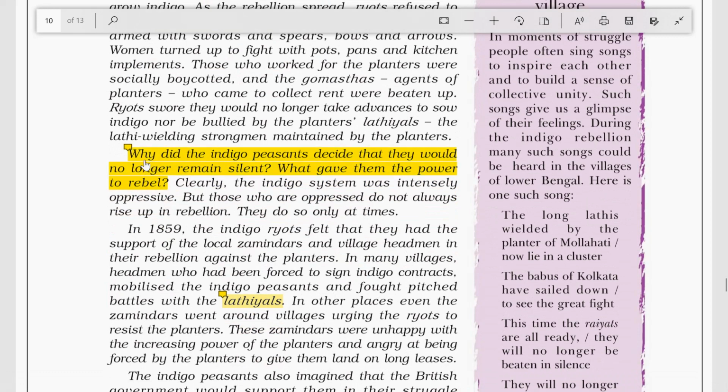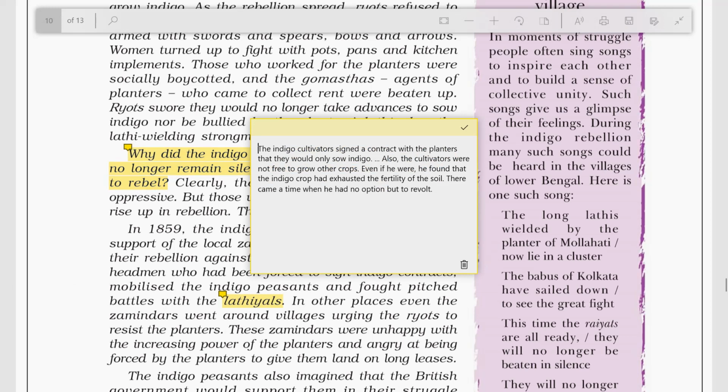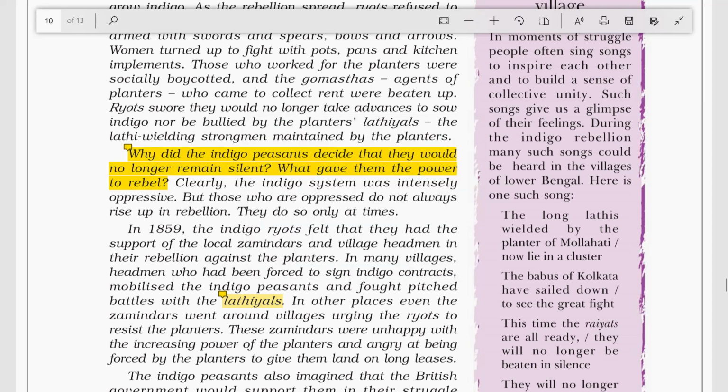Now here they have given you one question. Why did the indigo peasants decide that they would no longer remain silent? What gave them the power to rebel? So why? Because of that contract. The indigo cultivators signed a contract with the planters that they would only sow indigo. Also, the cultivators were not free to grow other crops, even if he found that the indigo crop had exhausted the fertility of the soil. There came a time when he had no option but to revolt, because their land was no more fertile.